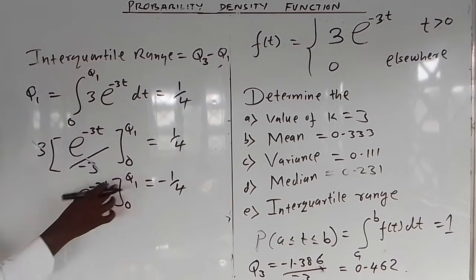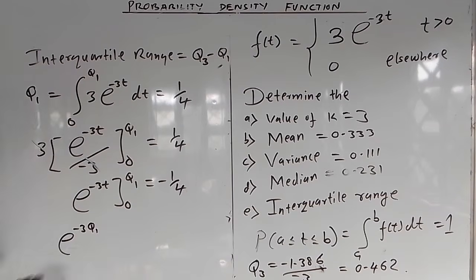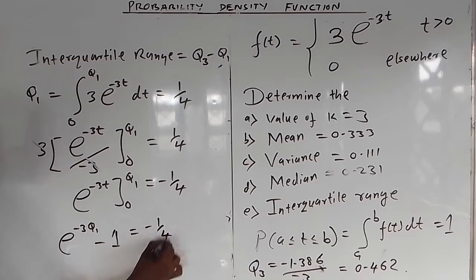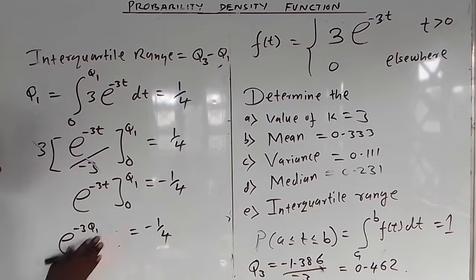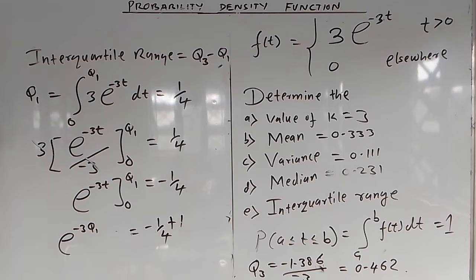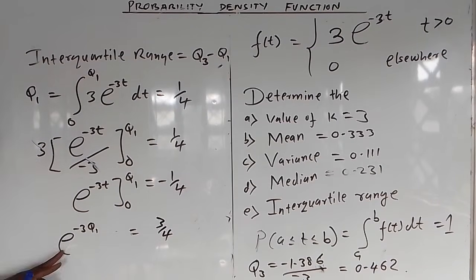The upper limit, when you put q1 where there is t, you are going to get exponential negative 3q1, isn't it? Then it is minus the lower limit. If you put 0 here, you are going to get exponential 0, isn't it? Anything raised to power 0 is 1. It equals negative a quarter. So negative 1 going to the other side is positive 1, so it is negative a quarter plus 1. What is negative a quarter plus 1? 3 over 4.